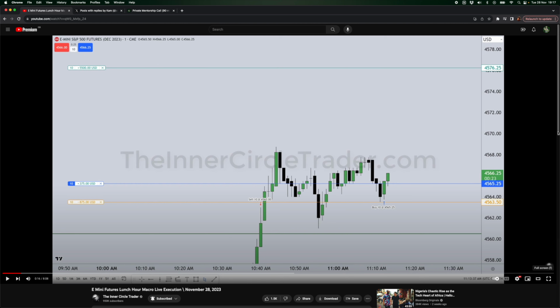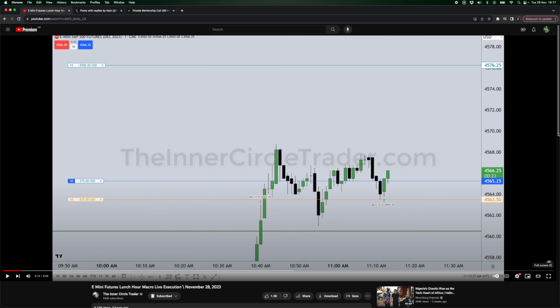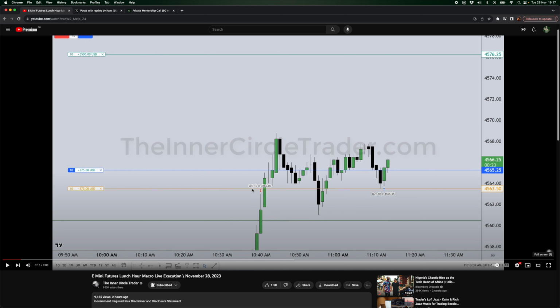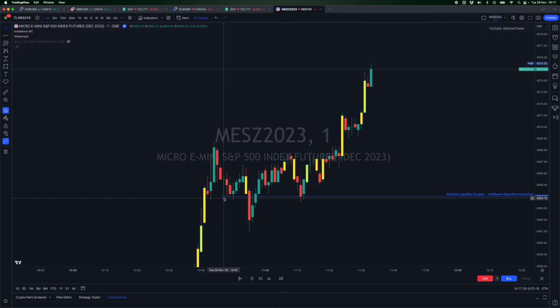But I was alerted to this trade, so as requested, I'm going to break it down. So he essentially took a buy here. It was a market order, and then he set his stop loss a few ticks lower. And this is how I see the trade. So this is the markup where he said sell side liquidity was purged.